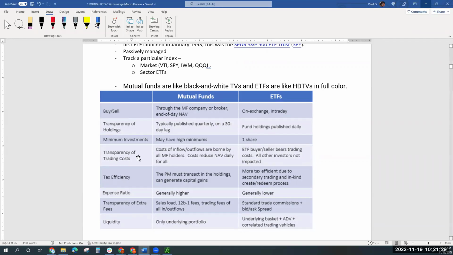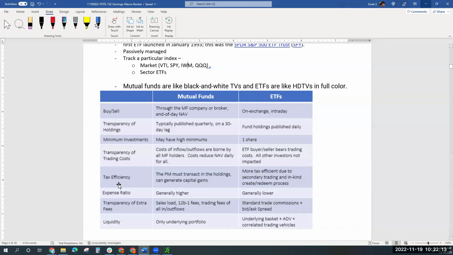Transparency of trading cost. When it comes to the mutual fund, if I buy or sell that mutual fund, there's some cost associated with it. But that cost is divided over all the mutual fund holders, because that impacts the net asset value at the end of the day. Even if I have not bought or sold anything, just because someone else has, the cost is distributed over all the mutual fund holders. But in case of ETFs, whoever is trading only bears the trading cost, and others are not impacted.